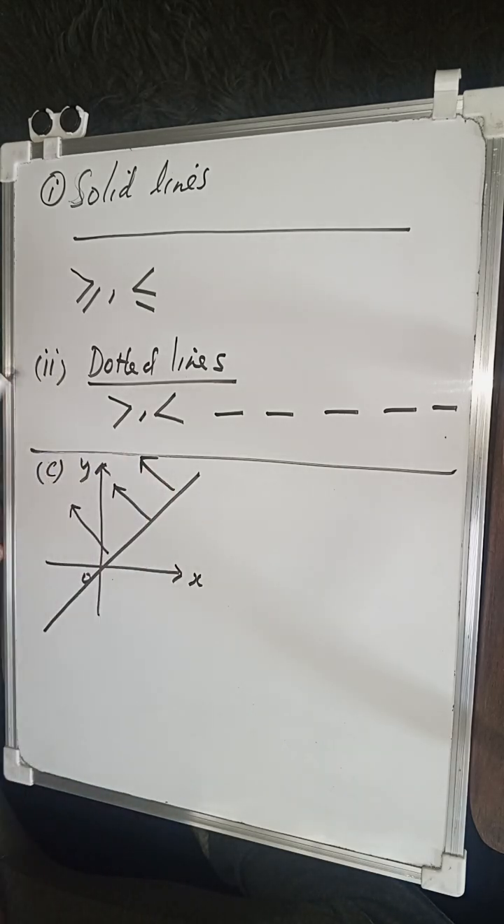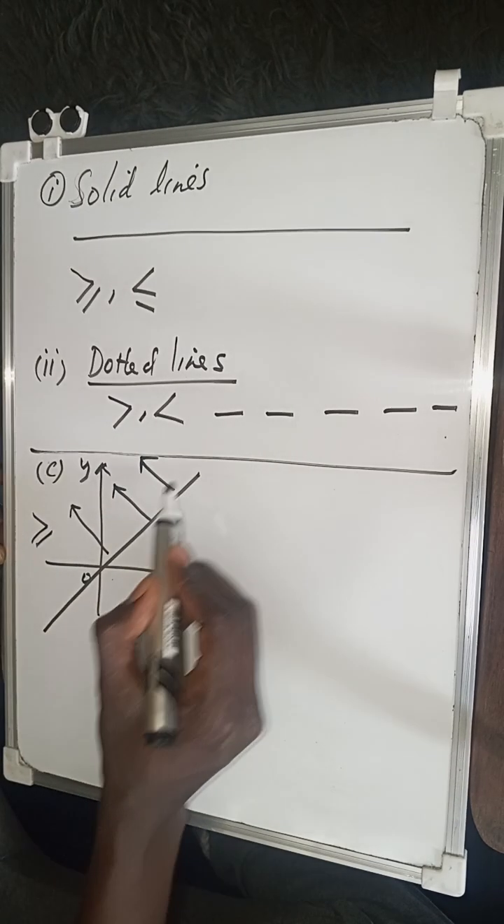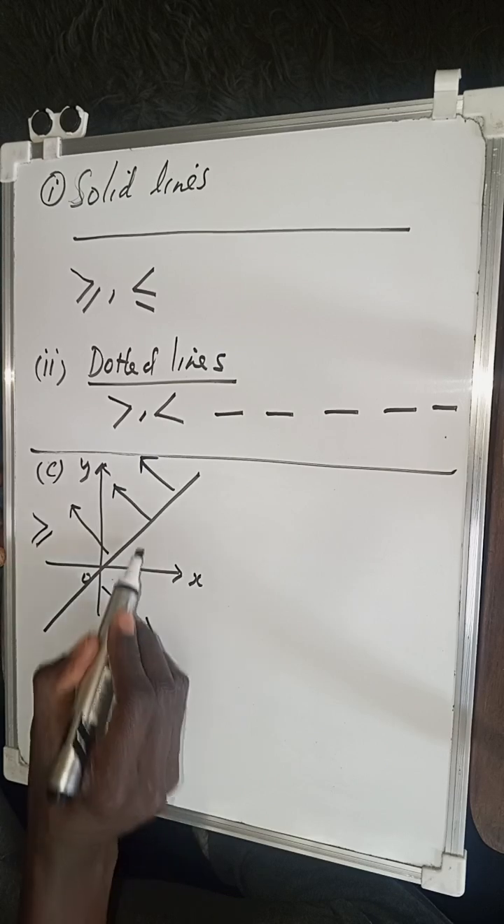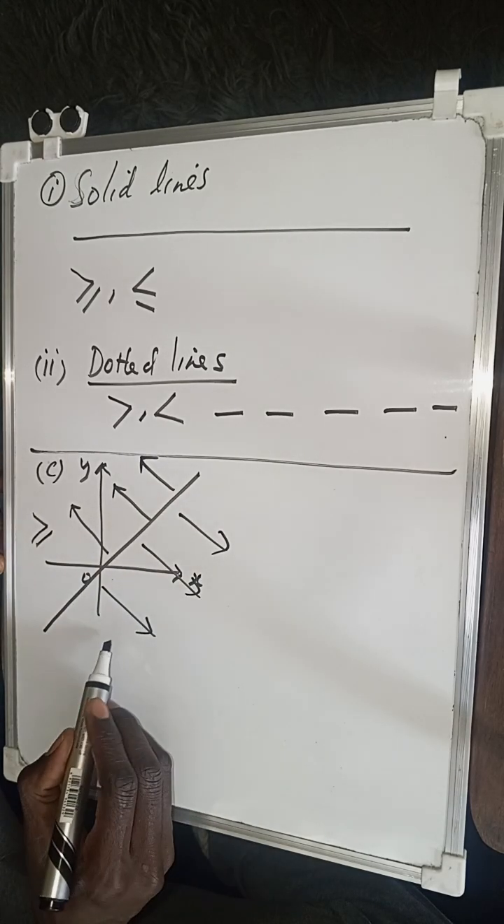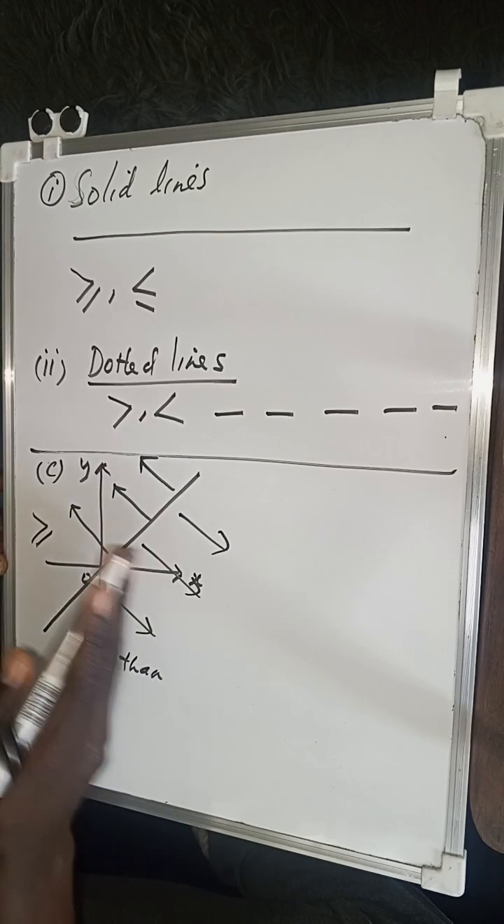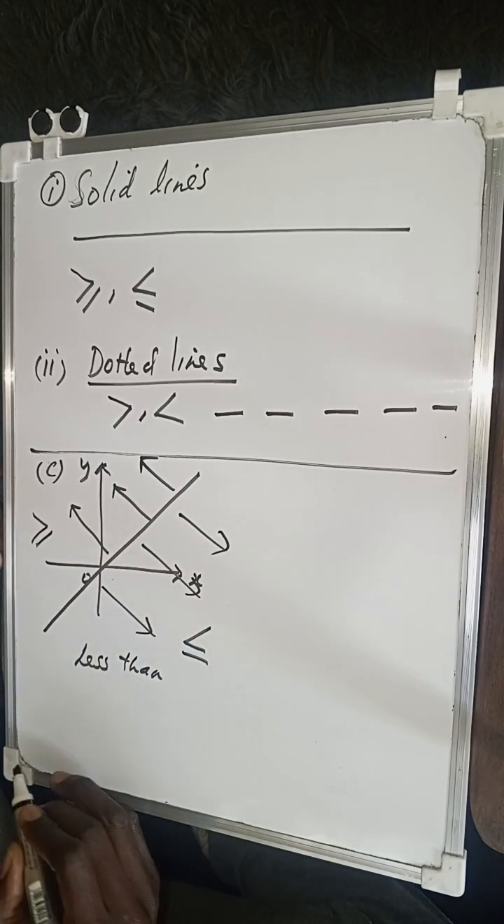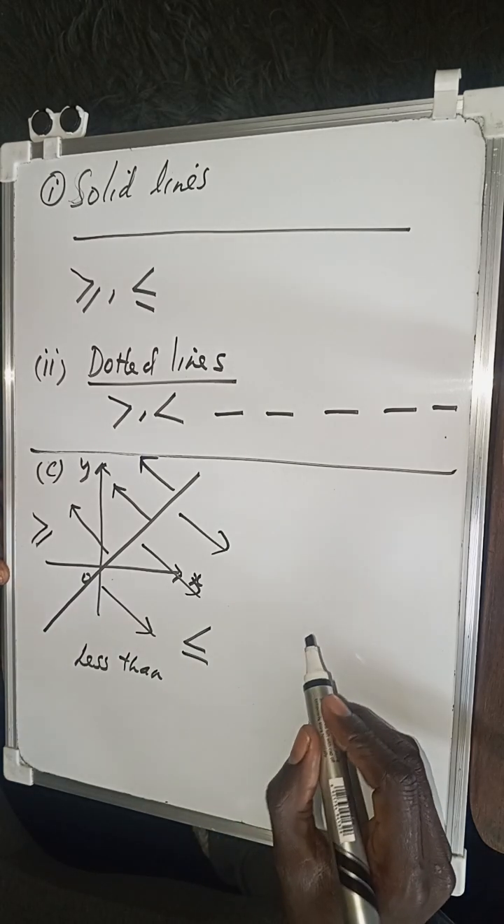So what inequality sign do we use there? We use greater than or equal to, because that is a solid line. Then going below this line, you can simply use less than. Because it's a solid line, you use less than or equal to. That's the concept that you need to have.